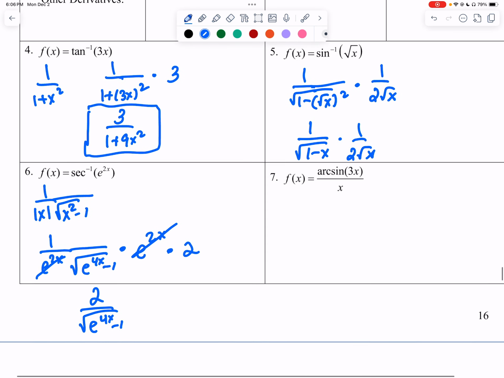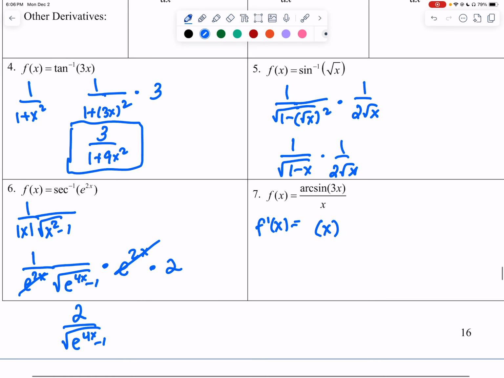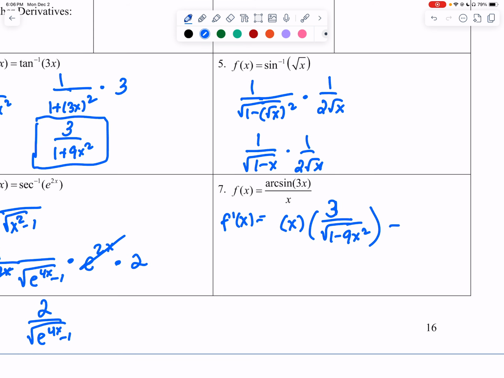Alright, for number 7, we are not going to be using inverse, we're going to be using quotient rule. So we have low, and then my derivative of high, so that's going to be 1 over 1 minus 9x squared times 3, low d high, minus high, d low, which is just going to be 1, all over low squared, and just call it a day.